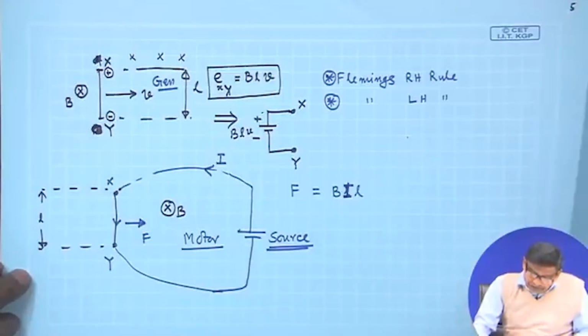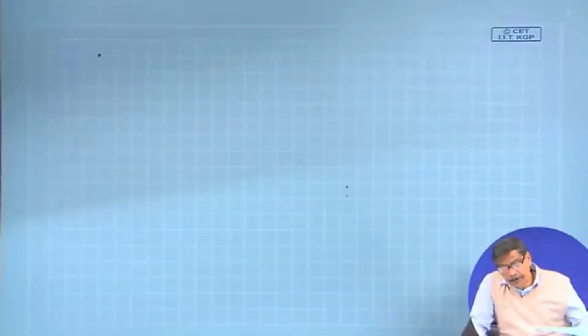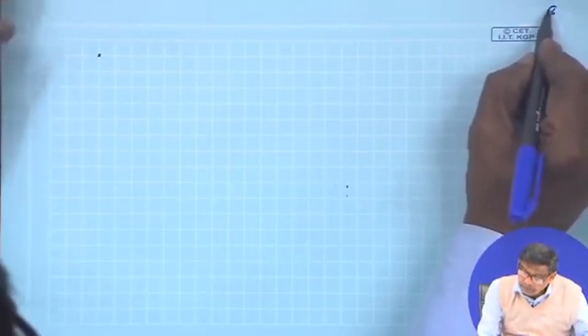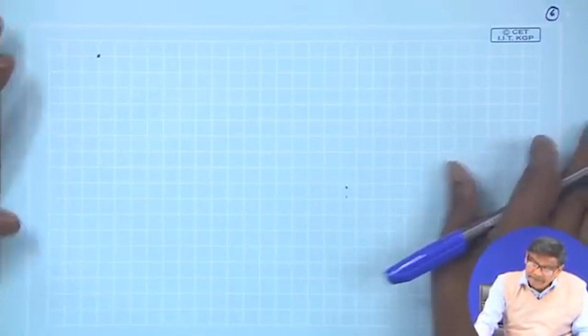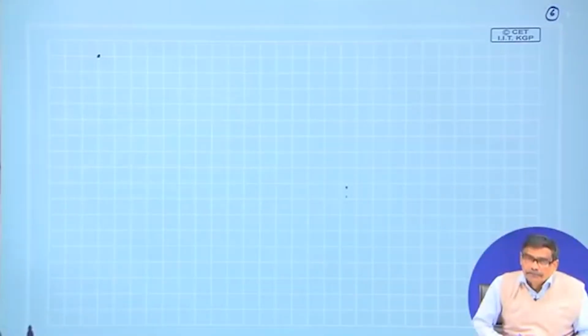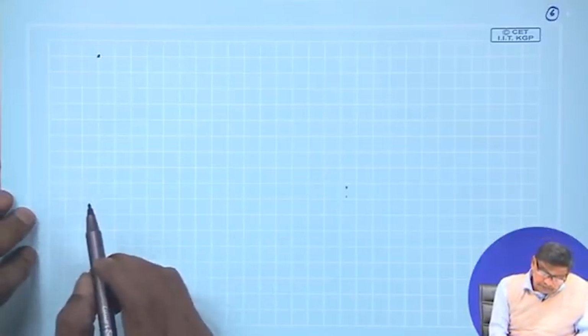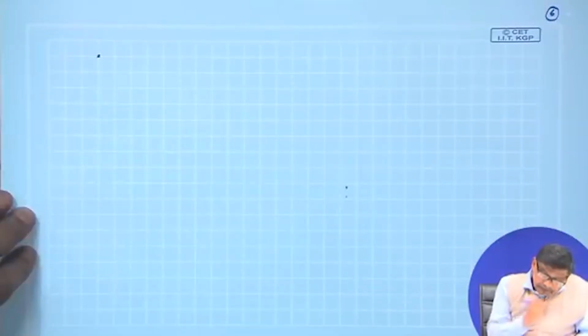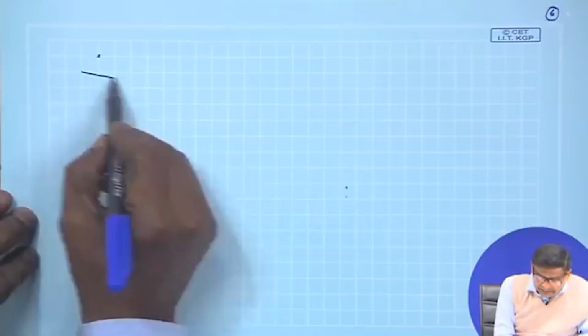Now, after learning this, we will now go to a simple motor problem. What is a motor? The arrangement, try to understand. Suppose you have, let me draw slightly in 3 dimension roughly.